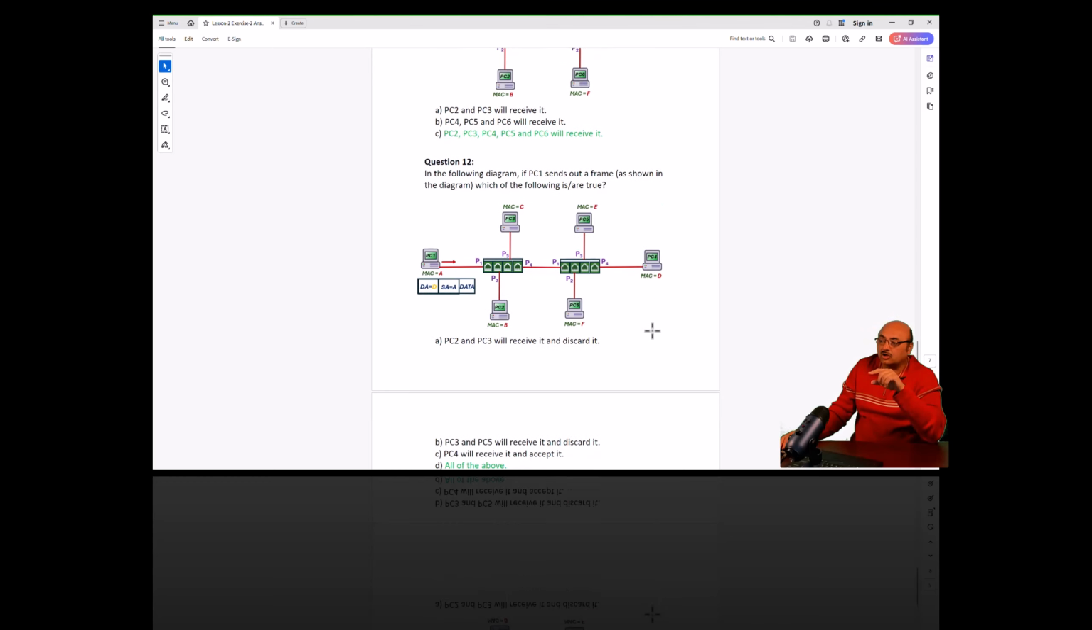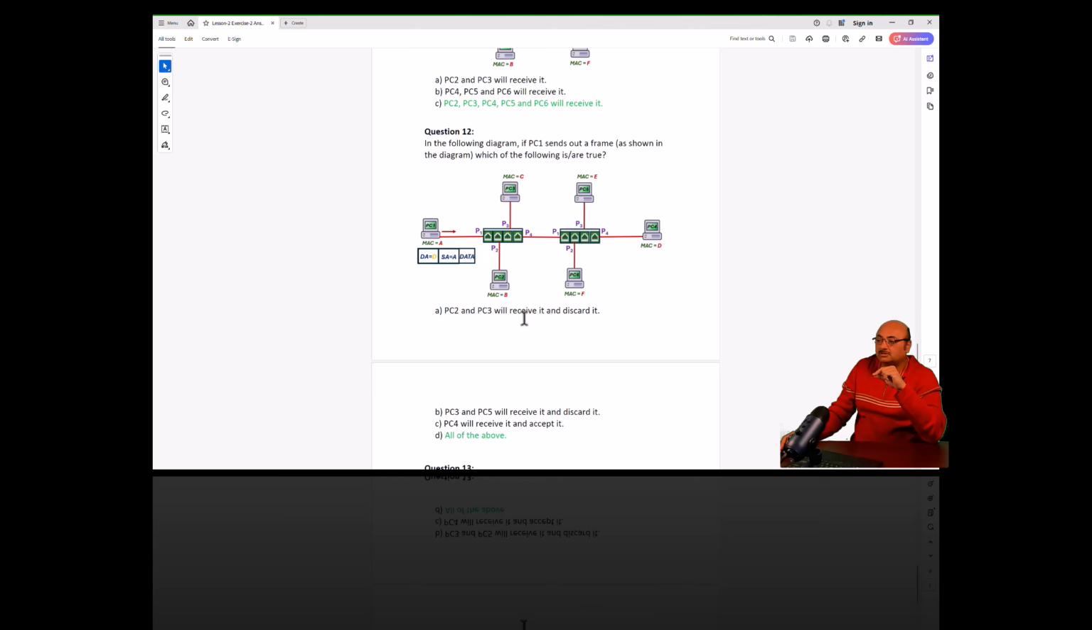So now option A says PC2 and PC3 will receive it and discard. Correct? Because the frame will reach PC2 and PC3. They both will check the destination address. Since it will not match with PC2's MAC address B, it will discard it. PC3 likewise will check the received DA, which is D, with its own MAC address C. It will not match, so it will also discard it.